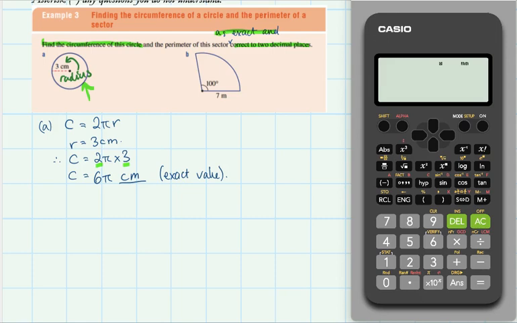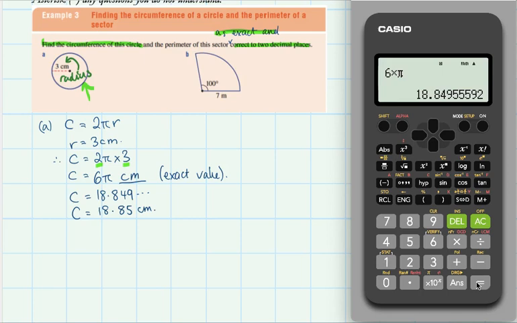Now, if we want to calculate it to 2 decimal places, instead we've got to use the pi button. So you may note that 6 times shift, and then down here you see the pi button is there, 6 pi. Now we've got our answer of the circumference is 18.849... To correct to 2 decimal places, I put 18.85 and then add my units again, centimeters.